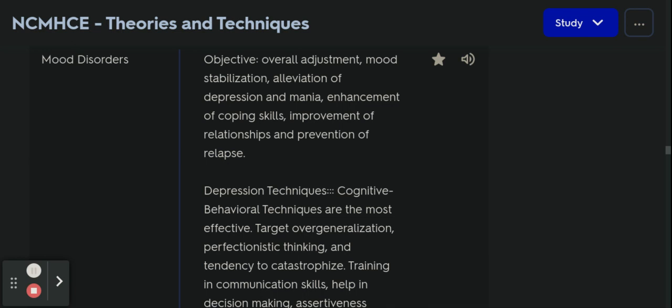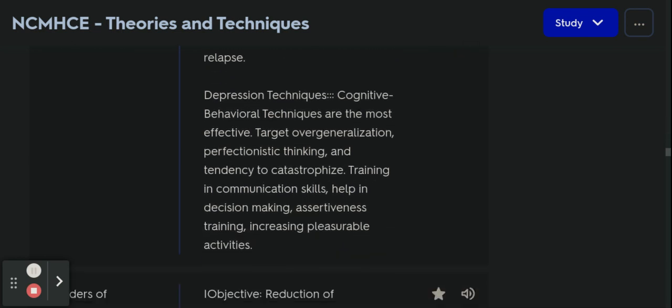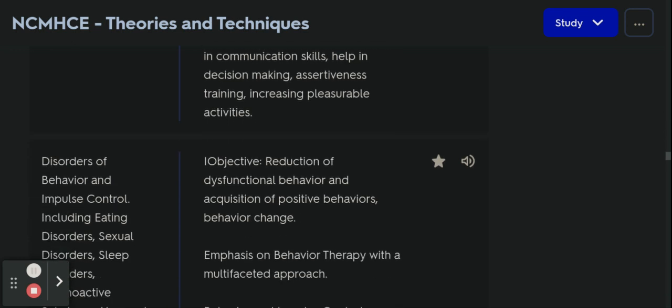Depression techniques: cognitive behavior techniques are the most effective. Target overgeneralization, perfectionistic thinking, and tendency to catastrophize. Training in communication skills helps in decision making, assertiveness training, increasing pleasurable activities.